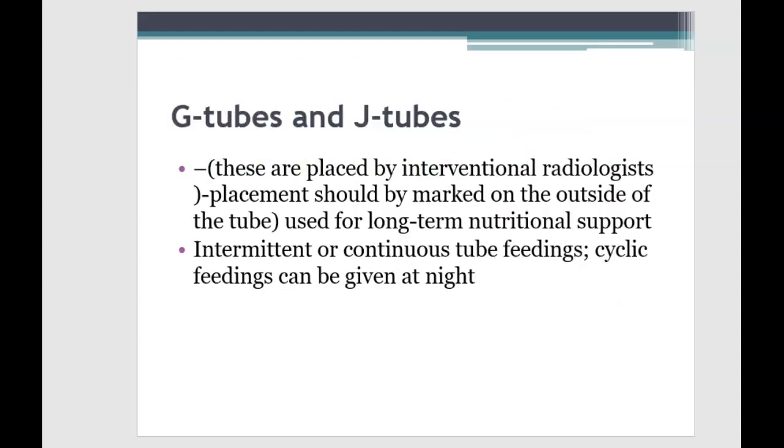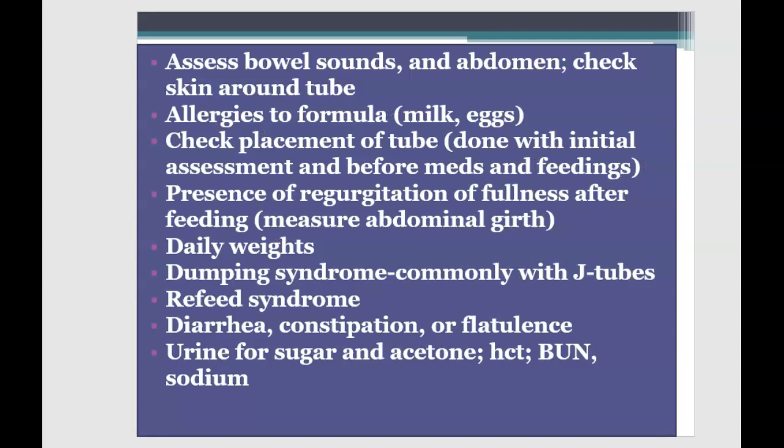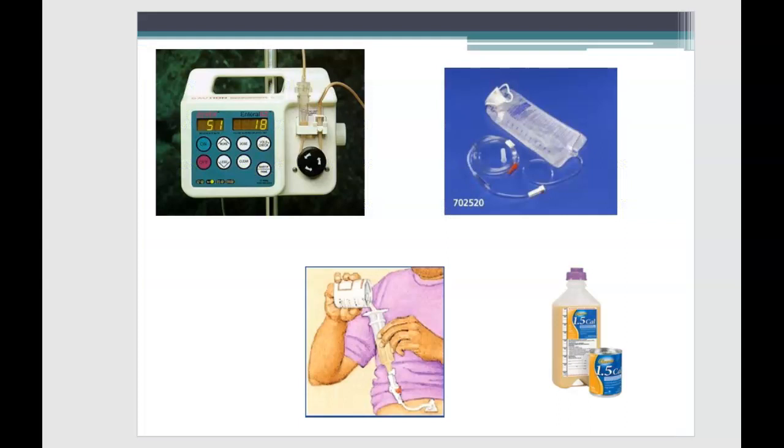Okay, we have the G tubes and the J tubes. It just depends on where the doctor put the tube in and for the reason why. So make sure we assess for bowel sounds and the abdomen, check the skin around the tube. I said that earlier, looking for allergies. All of these are very important. Check tube placement. We'll show you how to do that in a clinical setting. All of these things are very important that we have to include in our assessment. So as a nurse, we have a very big job.